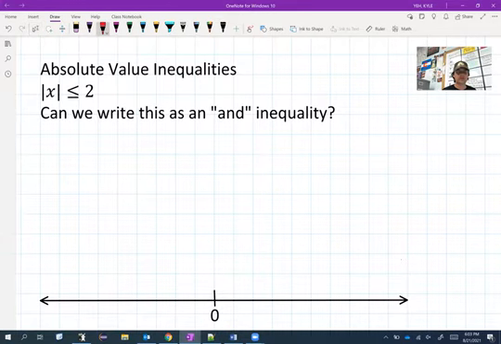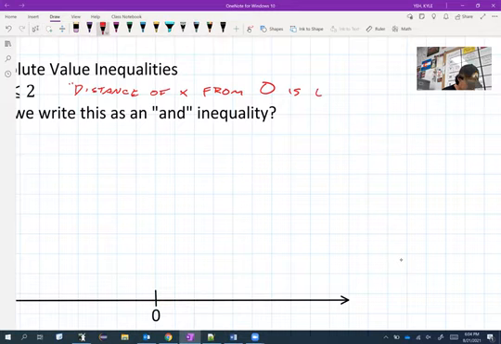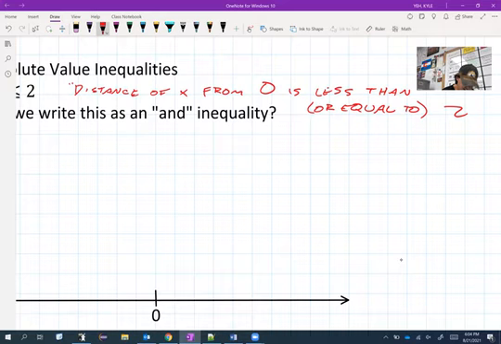So see if this makes sense, what I write here. I think we can translate this to: distance of whatever's inside the absolute value. So distance of x from 0 is less than or equal to, because that was the sign, 2 units.